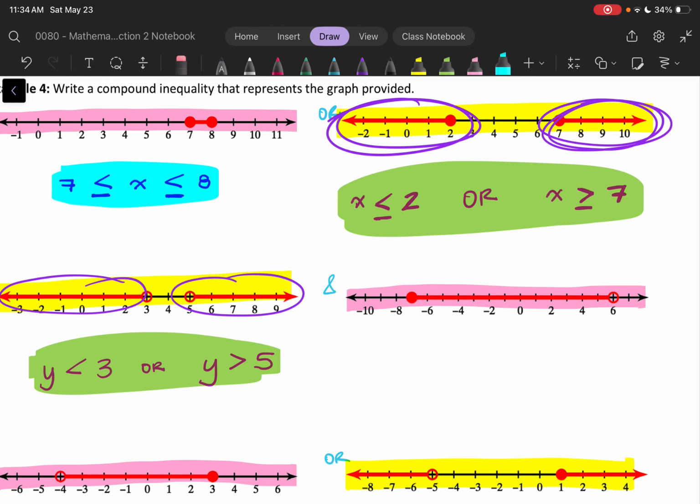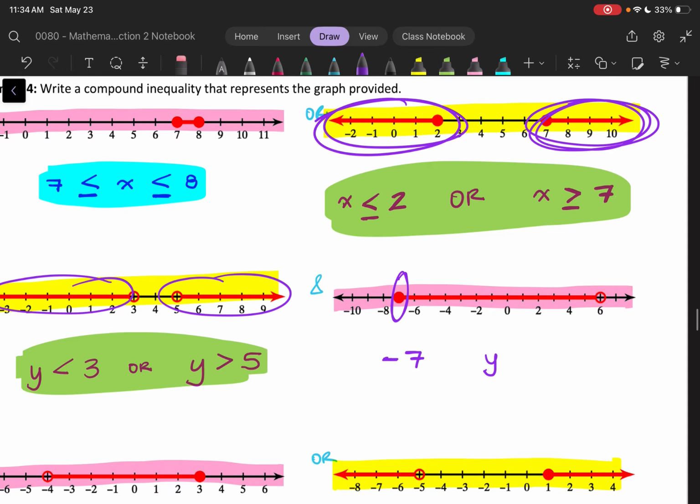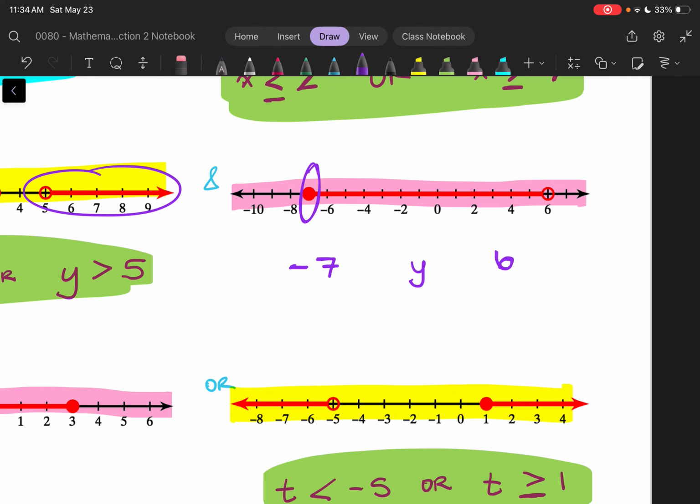We're going to do this next one here. So I'm going to start by using my smallest number of my endpoint. It's not explicitly labeled, but I know it's between -6 and -8, which means it must be -7 here. I'm going to use the variable that I plan on using in the middle. I'm going to use y this time. And I'm going to use the value of my endpoint furthest to the right, my biggest endpoint, which is 6. And then I'm going to put less than symbols in between both of my variable and numbers.